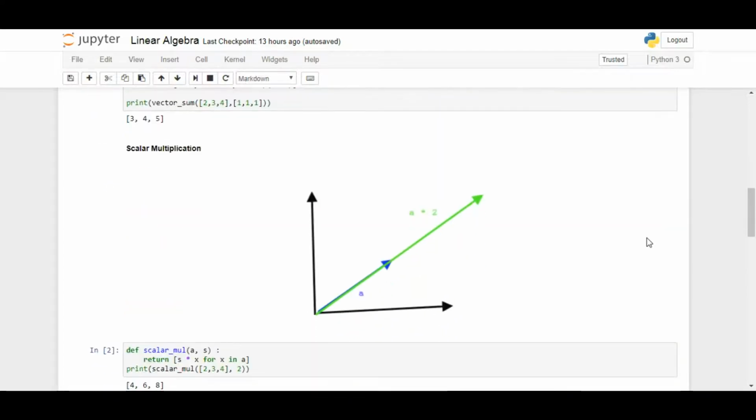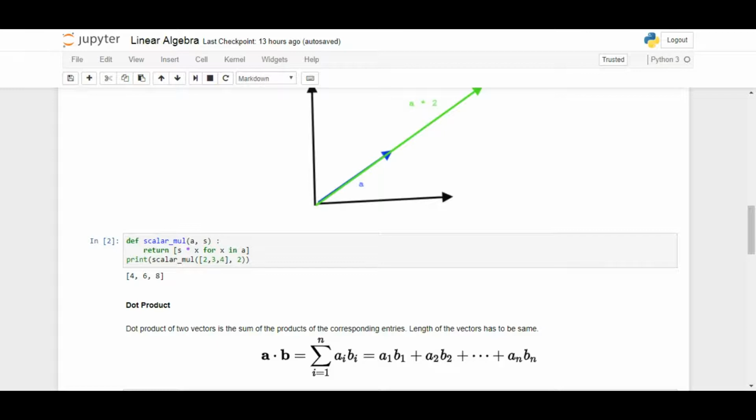In scalar multiplication, we multiply a scalar to a vector. Here A is a vector, 2 is a scalar. So when we multiply, we are not changing the direction of the vector, we are just changing its magnitude. So we can create a function that accepts one vector and a scalar, and for every item in the vector we're multiplying it by s.